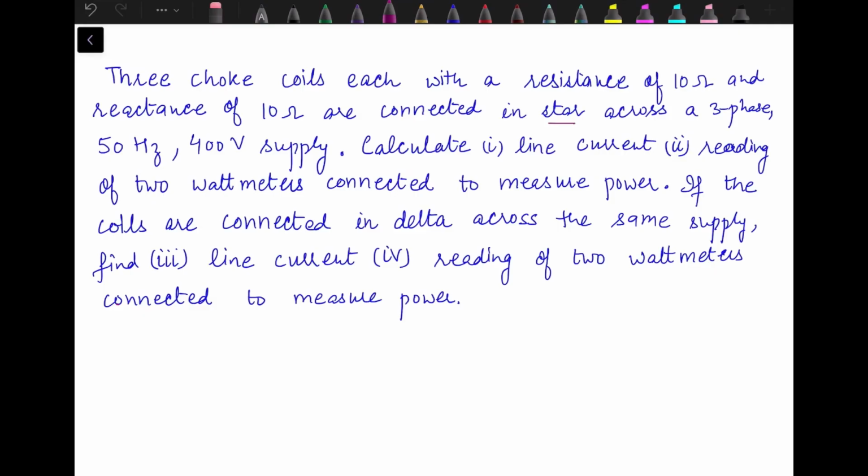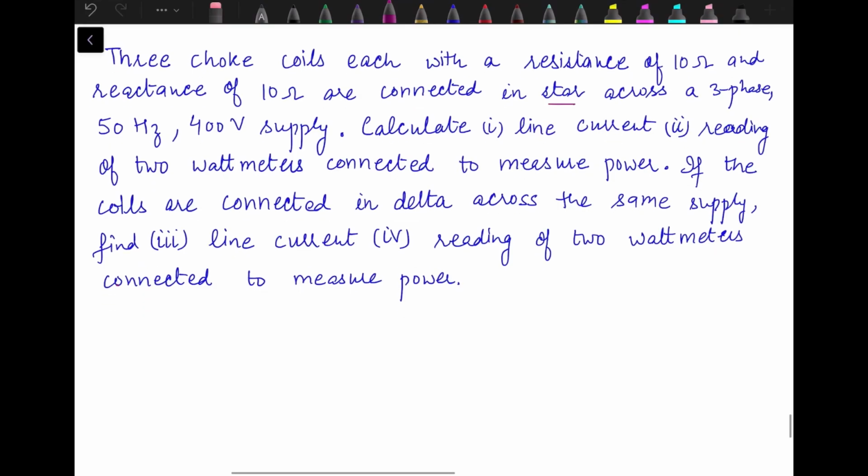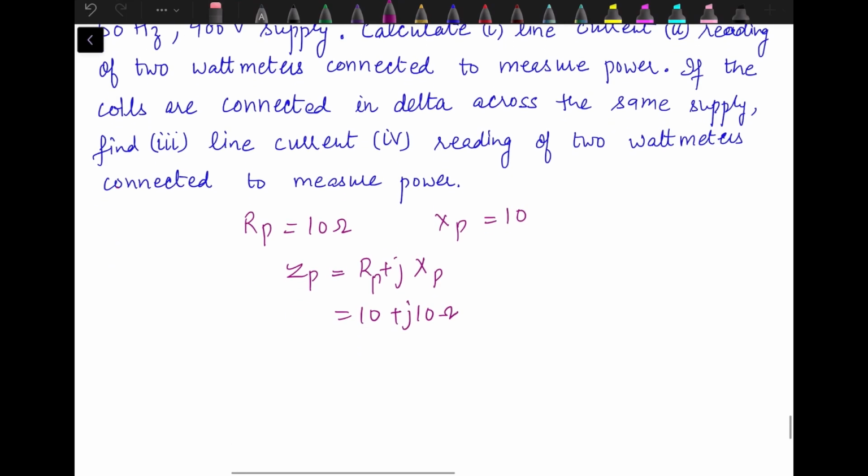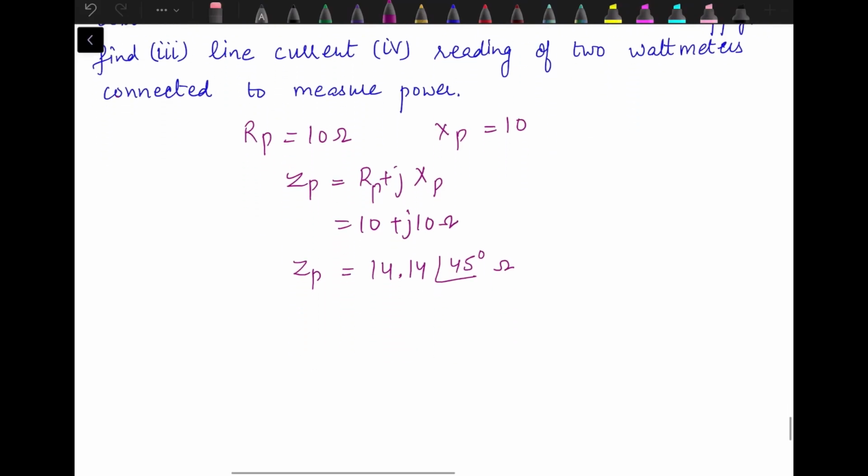Now, irrespective of the connection, the phase impedance will remain the same. Phase resistance is 10 ohm, reactance is also 10 ohm. So phase impedance, which is equal to R plus jX, will be 10 plus j10 ohm. We can change it into the polar form, which is 14.14 angle 45 degree. So Zp will remain the same. Now coming to the first part, when the coils are connected in star.